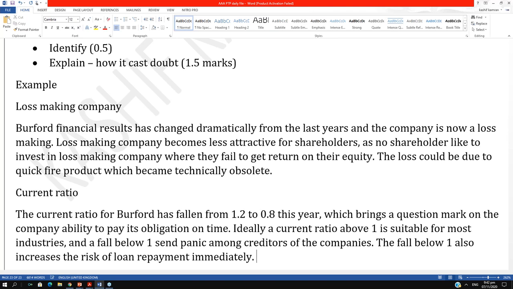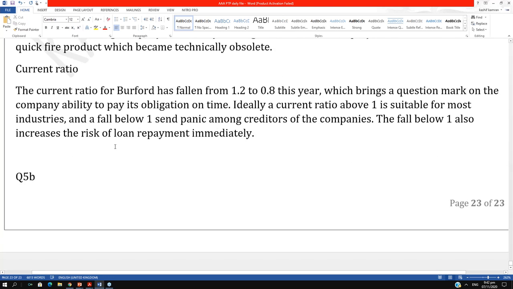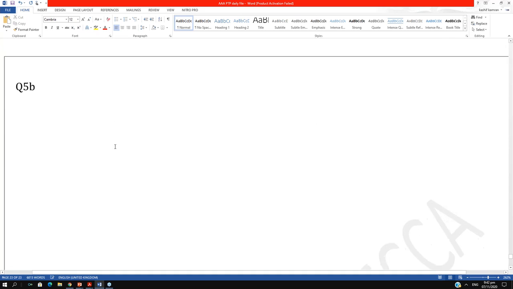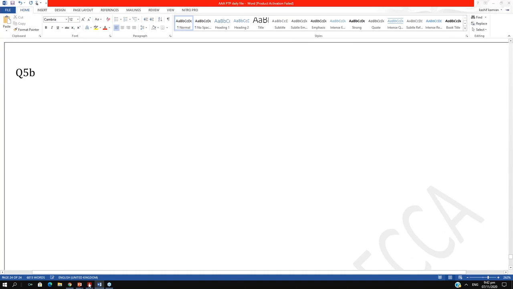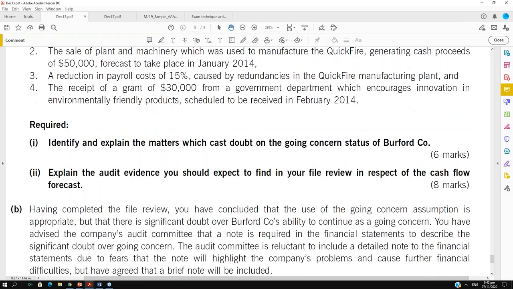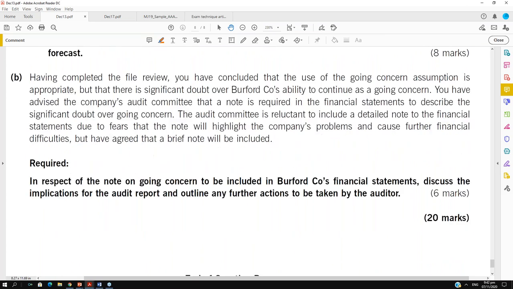Now look at the second part of this question, question number 5B. There is another part for evidence. I'm not covering evidence currently. Part 2 is on audit evidence. You can solve that on your own looking at the previous webinars. I'm going from part A to part B.